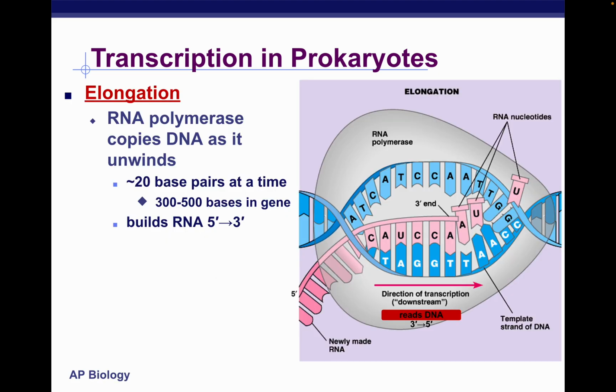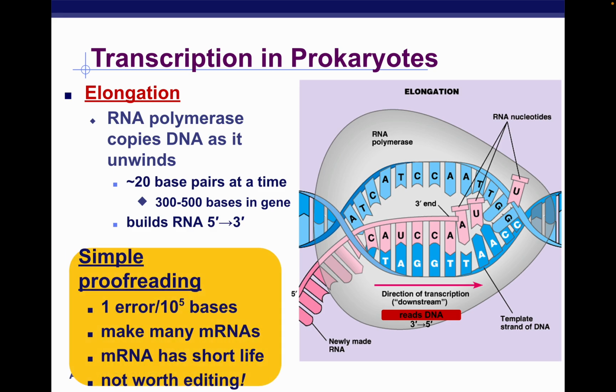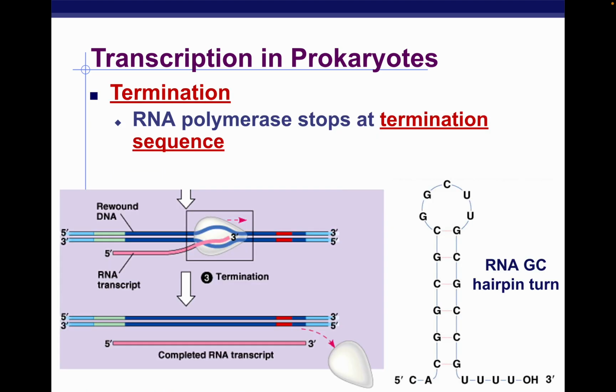Then we have elongation. The RNA polymerase copies DNA as it unwinds, roughly about 20 base pairs at a time. There are 300 to 500 bases in a gene for prokaryotes. And again, we're building the RNA 5' to 3'. I keep saying that; you're going to see it over and over again. They have a simple proofreading that we don't, because mRNA has such a short life, they don't edit mRNA. And then termination: during transcription, RNA polymerase stops at a termination sequence.